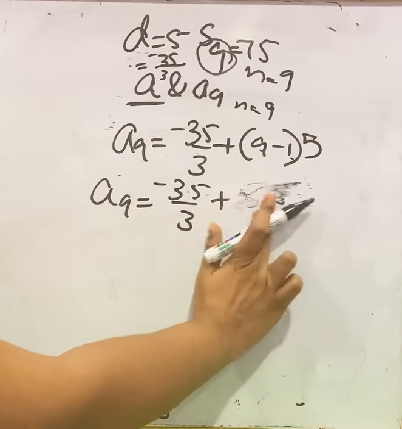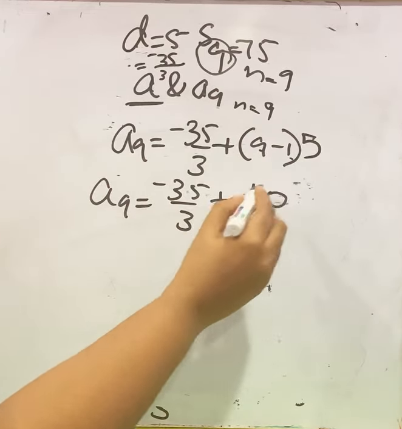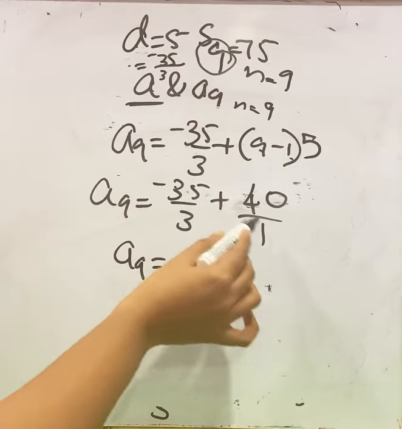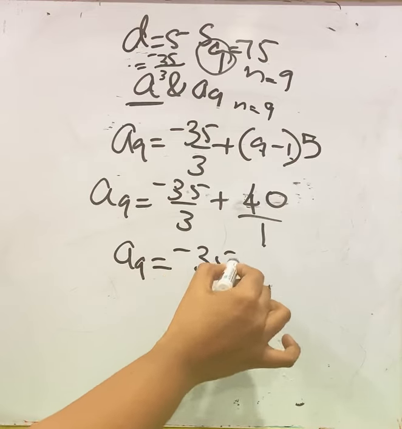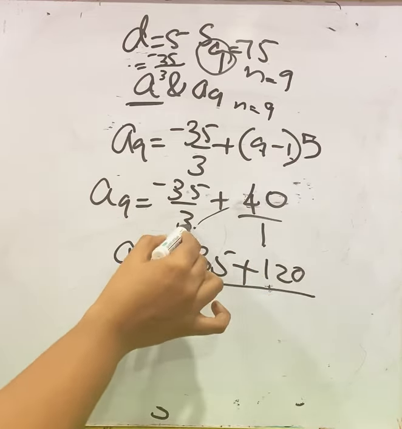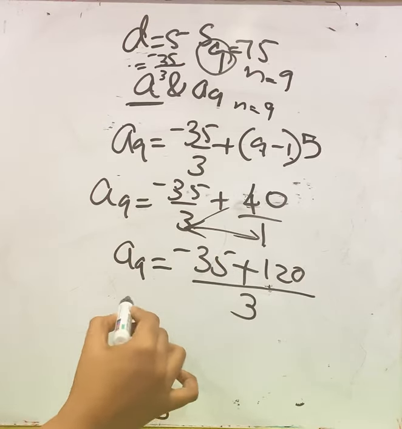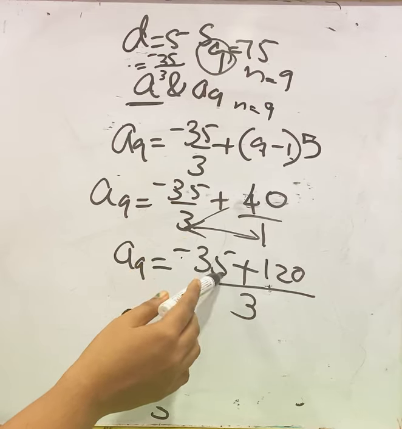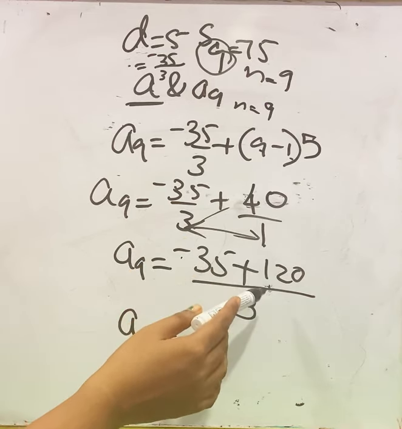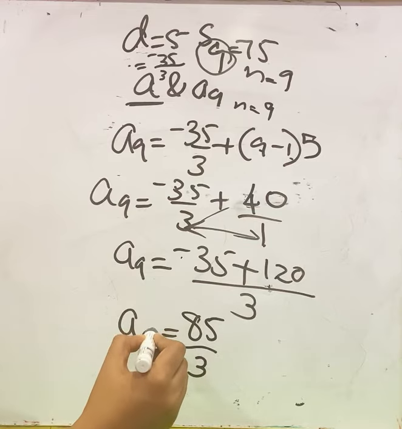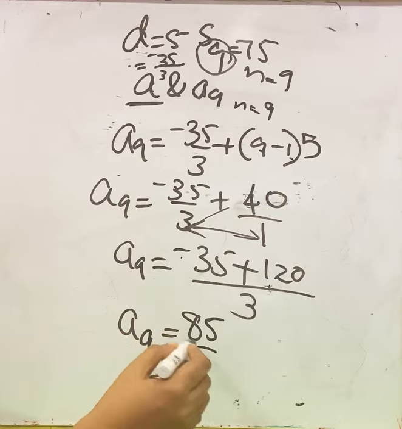This becomes 40. Here again cross multiply. a9 equal to negative 35 into 1, negative 35 plus 40 into 3, 120. Whole division 3 1s are 3. a9 equal to, here negative and positive, so subtract smaller number from bigger number and put the sign of bigger number, 85 by 3. The value of a9 is 85 by 3.